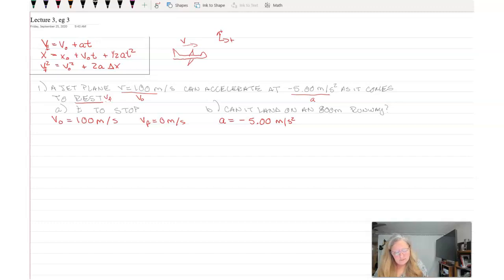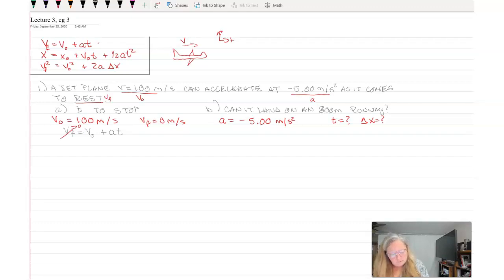So the time to stop, I look at this, and this one is definitely going to be the easiest one to start with. So V final equals V naught plus AT, because I've been given acceleration. Oops, I forgot to make a note. What do I want? I want time, and I want delta x. Okay, so what can I cross out? My V final is 0.